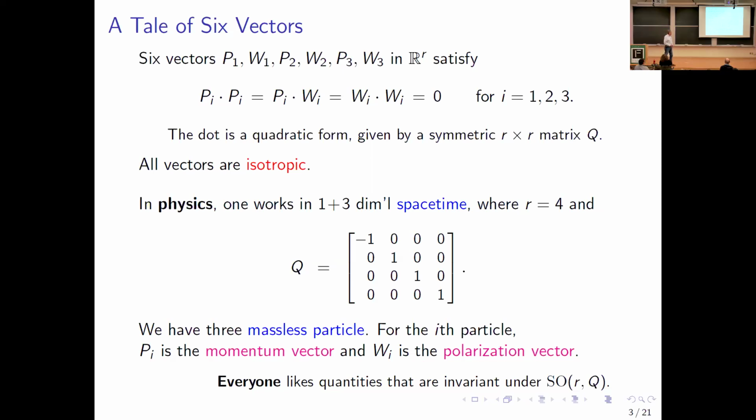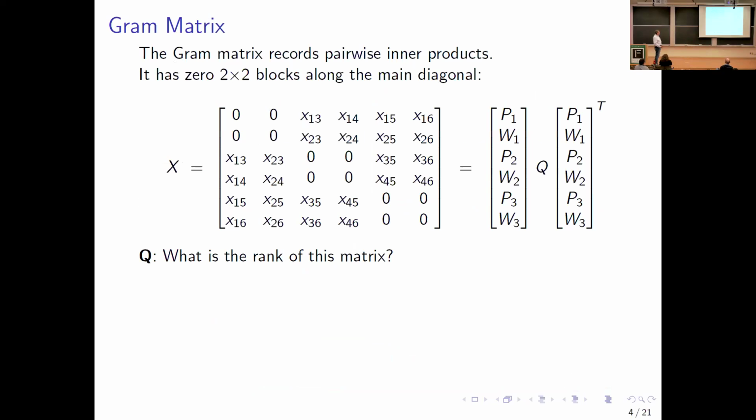We're interested in the invariance of the relevant quantities, the relevant group, and the group here is the special orthogonal group, SO(r), with respect to this quadratic form, right? So these are r by r invertible matrices that preserve the quadratic form, okay? Now, what are the invariants? Well, they are these dot products, and these are the entries of the Gram matrix.